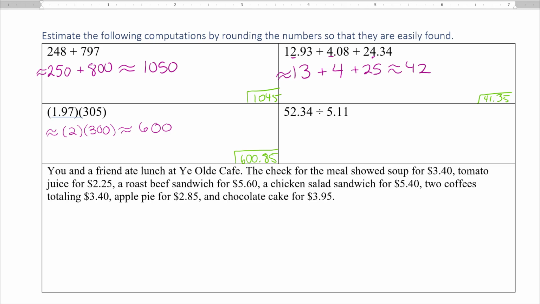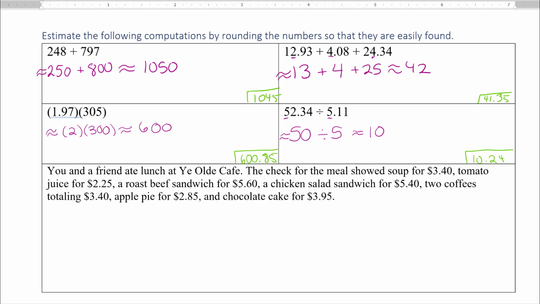The next one, 52.34 divided by 5.11. So if I round to the nearest, let's say, tens digit, that gives me 50 divided by, round to the nearest ones here, 5. 50 divided by 5 is 10. And that's pretty close. If you were to work that out, again, dividing decimals takes quite a long time, and you would get 10.24, which is really close to the correct answer.